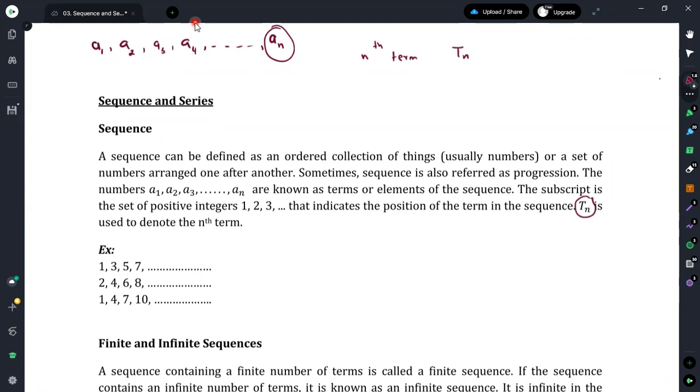Here, some examples related to sequences are included. Now you can see that the first sequence is 1, 3, 5, 7. Simply we can say that it is the set of odd numbers. Then 2, 4, 6, 8 is the sequence of even numbers. Another sequence is 1, 4, 7, 10, which has an equal distance between any two consecutive numbers. Therefore, this can be considered an example of a sequence.